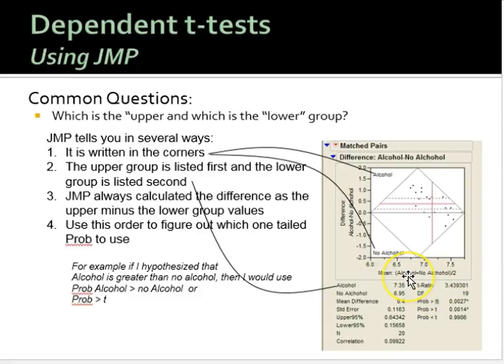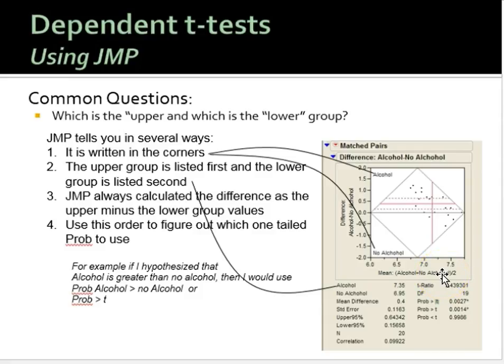So if you had hypothesized that your alcohol was higher than your no alcohol, a higher number minus a smaller number is still a positive number. That means you would expect a positive test statistic, and therefore you'd be doing a right-tailed test. Here's your right-tailed test pointing towards the positive direction. If, on the other hand, you had hypothesized that no alcohol was higher, then that means you would have had a smaller number subtracting a bigger number.